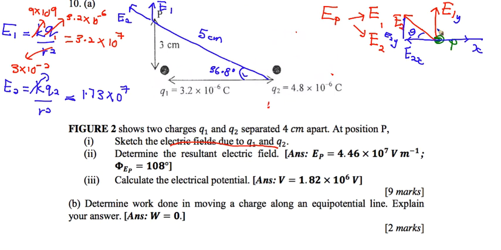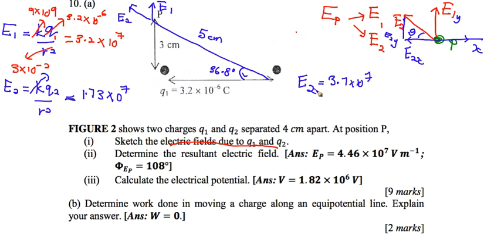So the next process, you must resolve E1 and E2 to the y and the x. So E1, E2, resolve to the y-axis, resolve to the y. So the E2 is 3.2 exponent 7. So resolve to the x-axis.